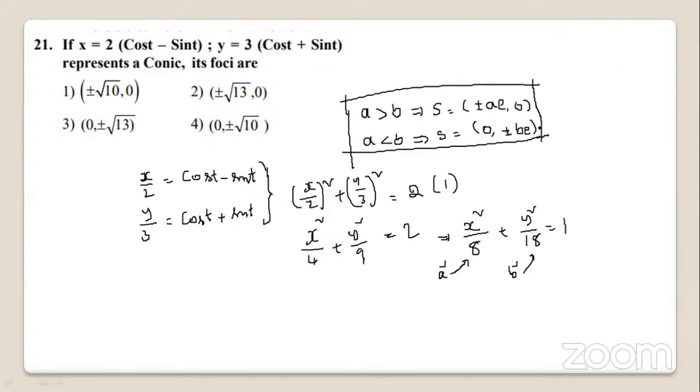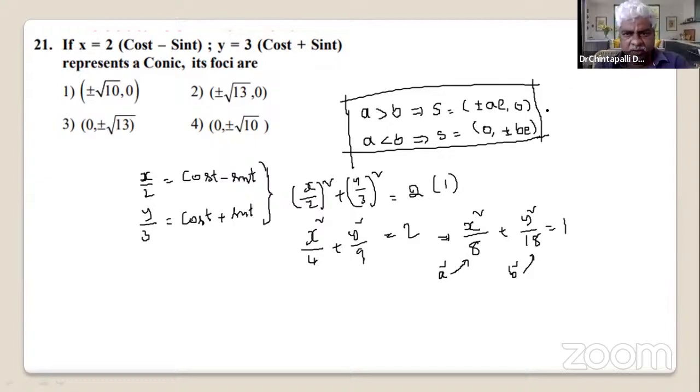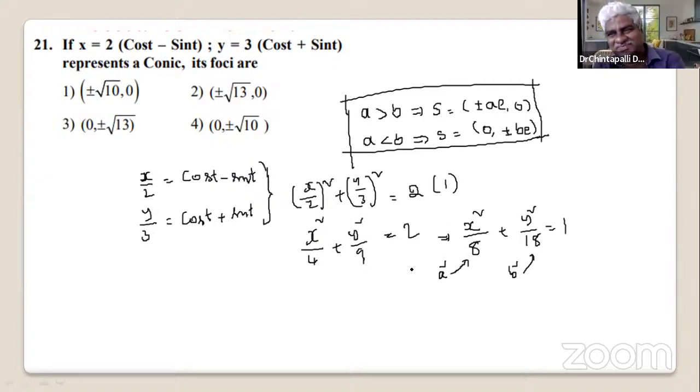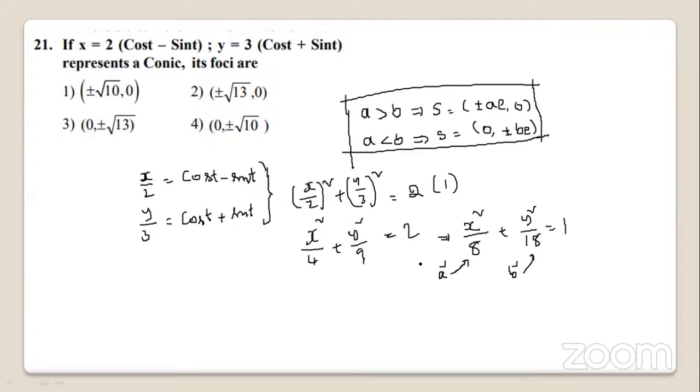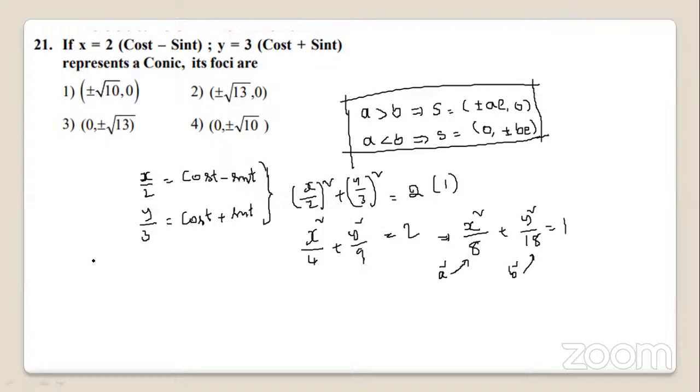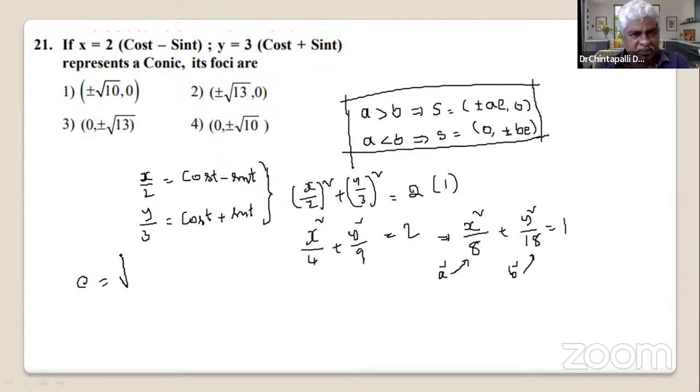So b is greater than a, clearly. That means a is less than b. Is it option A or B? We don't know e. It has to be calculated. E has two formulas. In this case, the formula for e is root of b square minus a square by b square.